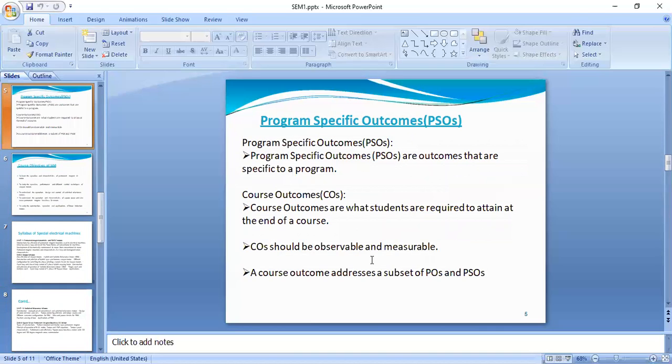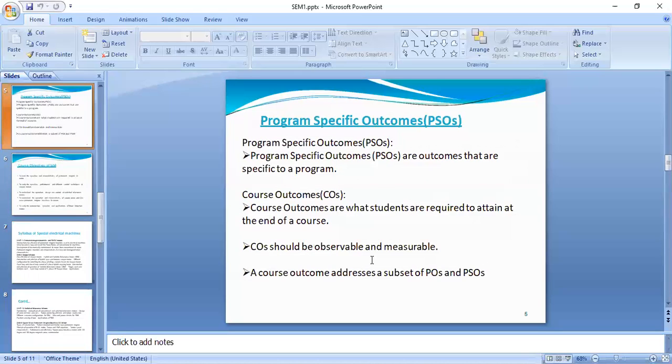These program specific outcomes are specific to a program. See, in our college there are 5 branches. Every branch has unique program specific outcomes. These are defined as 2 to 4 program specific outcomes. In our department, we have described 2 program specific outcomes. So already you know these program specific outcomes very well.